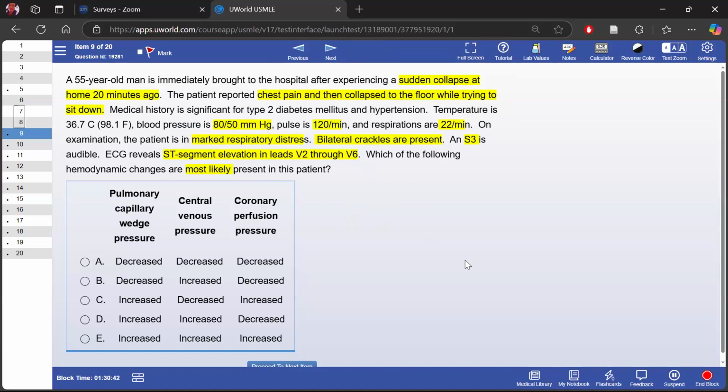What is the most likely diagnosis in this patient?